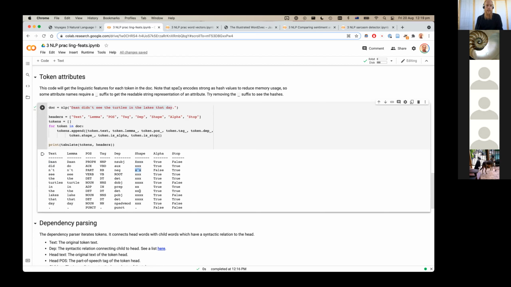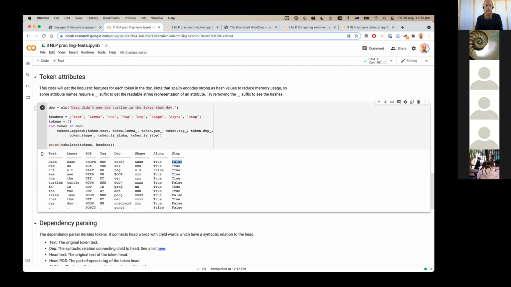And we have a column that says whether it's alphanumeric or alphabetical. And so we'll see a few items in that column have a false value because they include punctuation.